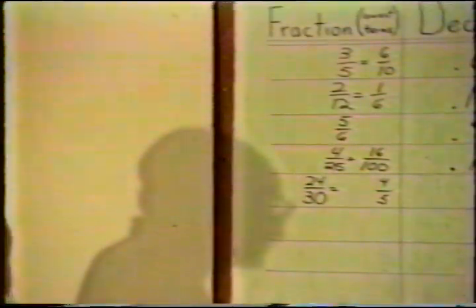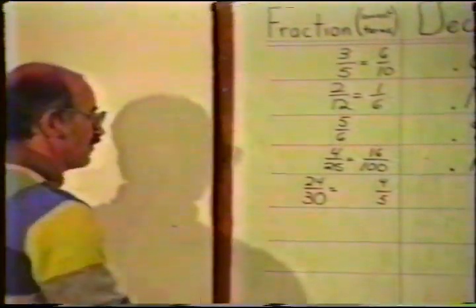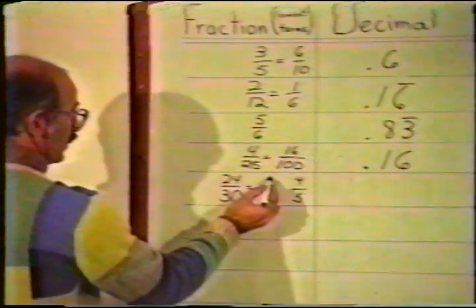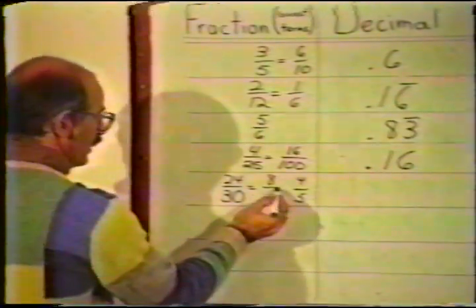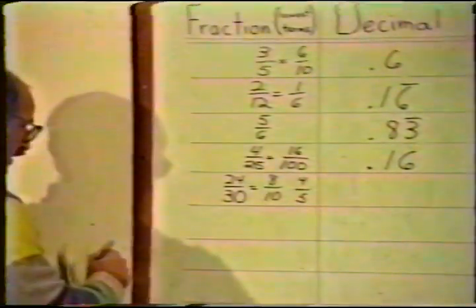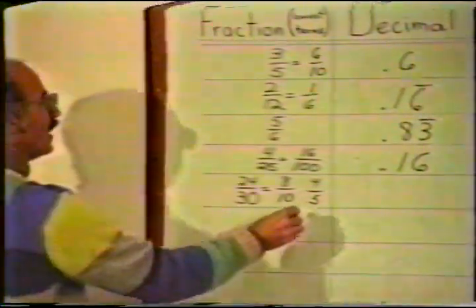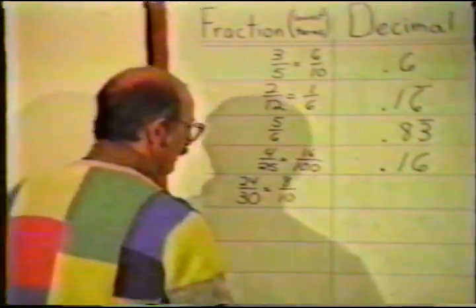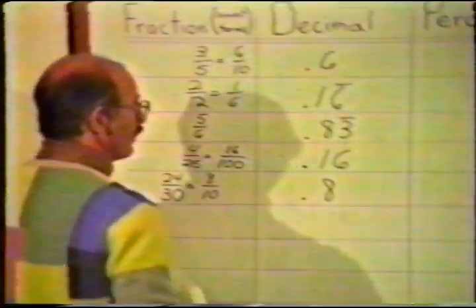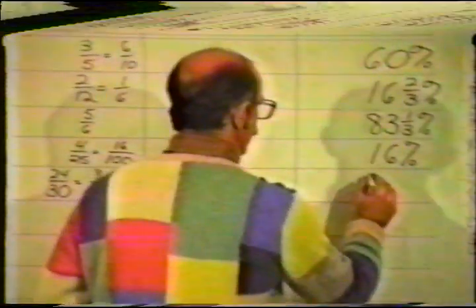Yes, you can. What would you like to use to hit it with? 3. Let's try 3. 3 into 24 is 8, and 3 into 30 is 10. So you could do it either way, but if you can see right away that you can get this down to 10, you can save yourself a step. 8/10 as a decimal is 0.8, and of course, how much percent is that? 80%.